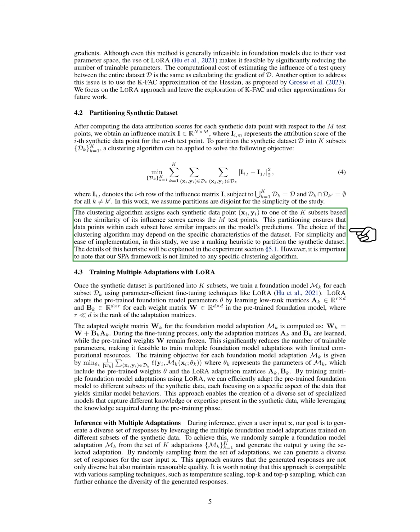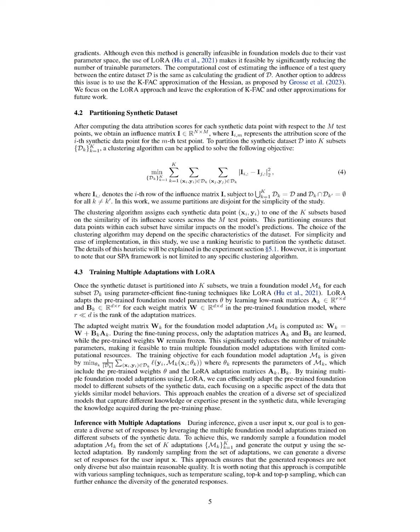We then partition the synthetic dataset into subsets using a clustering algorithm, ensuring that each subset contains data points with similar impacts on the model's predictions. For simplicity, we use a ranking heuristic for this partitioning, although our framework is adaptable to different clustering methods. The specifics of this heuristic will be detailed in the experimental section.